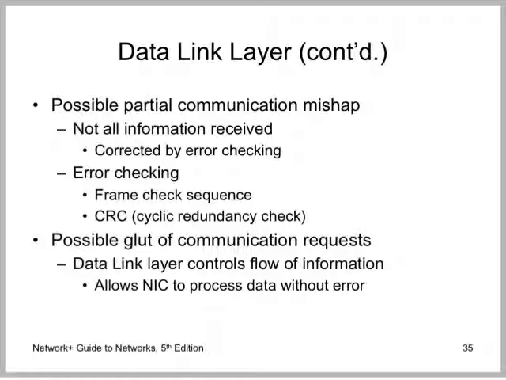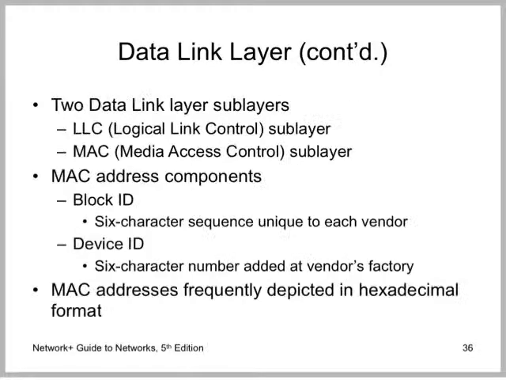Now, a possible glut of communication could also occur, and what this would do would allow the NIC to process data without error, and that's because of the data link layer. The data link layer controls data as it's coming into the NIC card, regardless how much data is coming through. In fact, your computers right now, even though you're not doing anything on them, are busy on the network. The switches know where they're at. They know exactly what health you're at on your computer at all times.